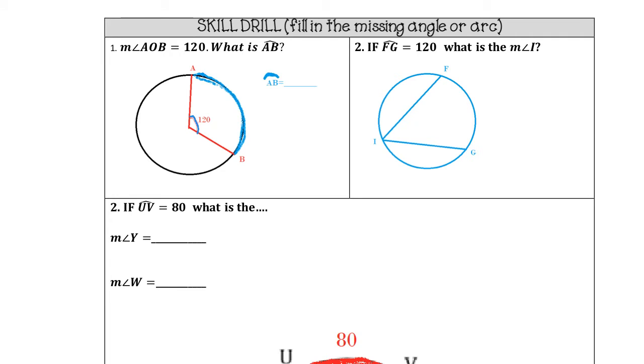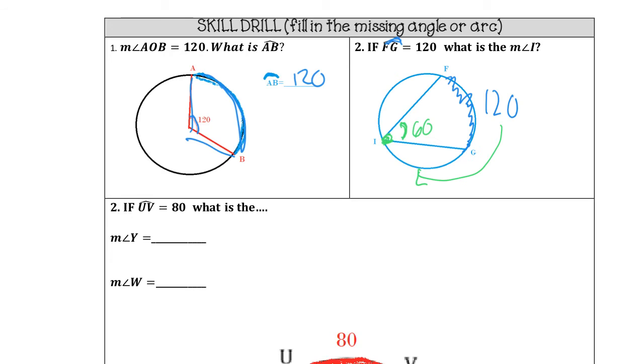So if this central angle is 120, it's equal to the arc that it intercepts. So AB is also 120. For this one, F to G, the arc is 120. See how it says the arc, little curve above it? What is angle I? Well, that's not a central angle. It's an inscribed angle, so I'm dividing by 2. So this should be 60. It's smaller. So when it's in the center, it's the same. When it's on the circle, it's divided by 2.